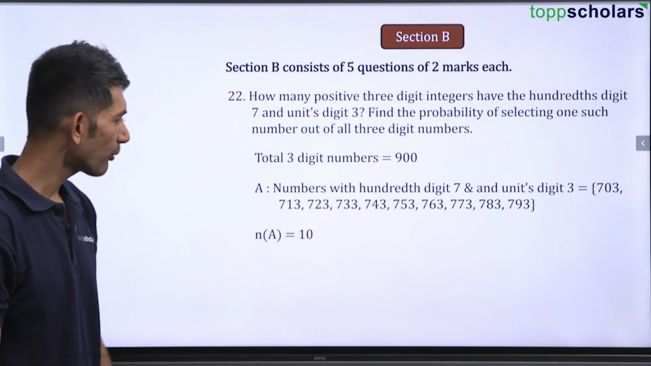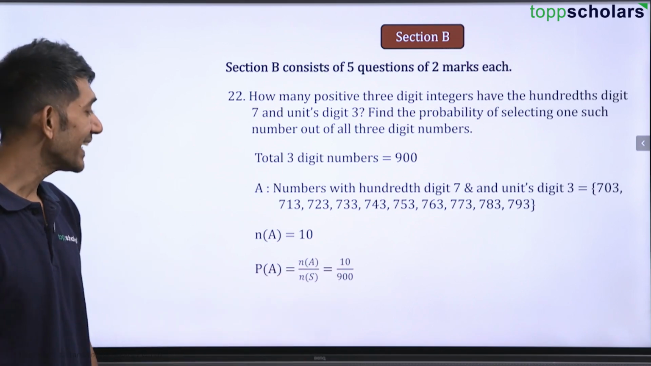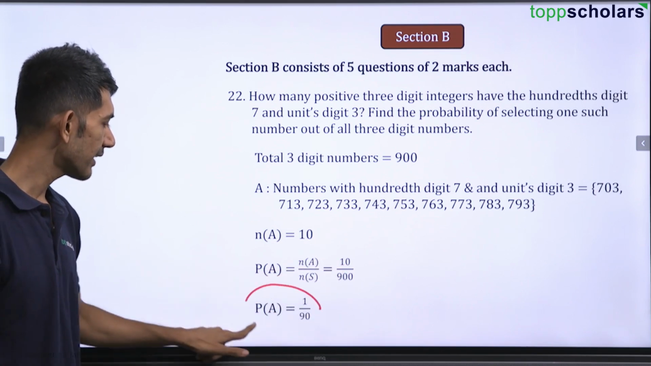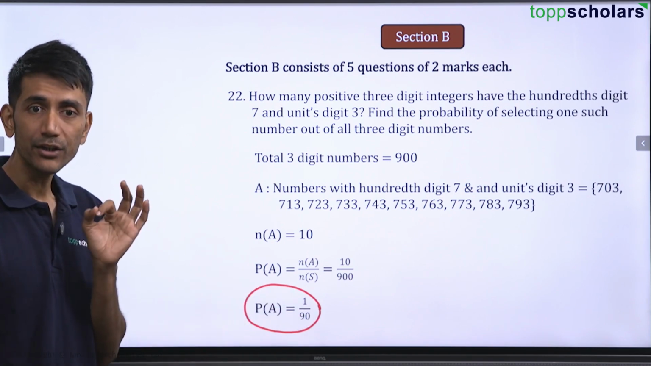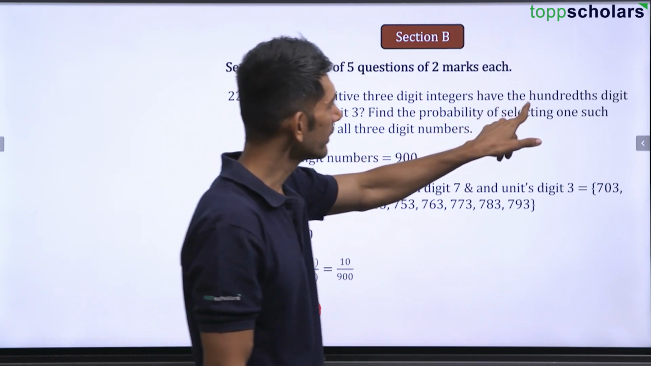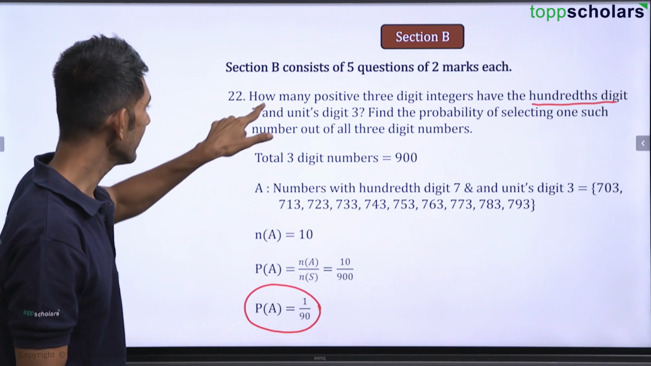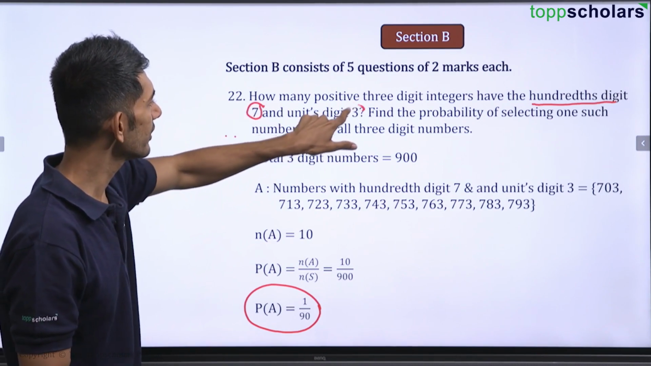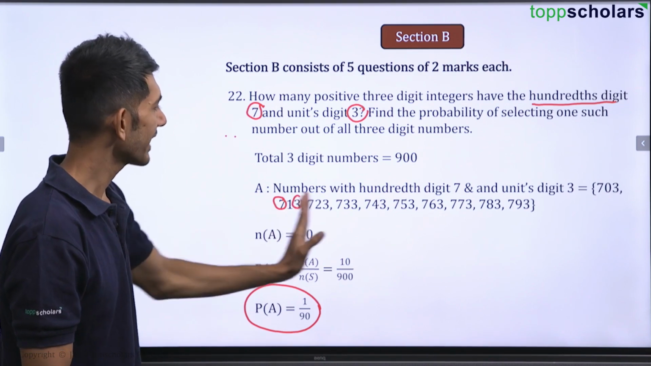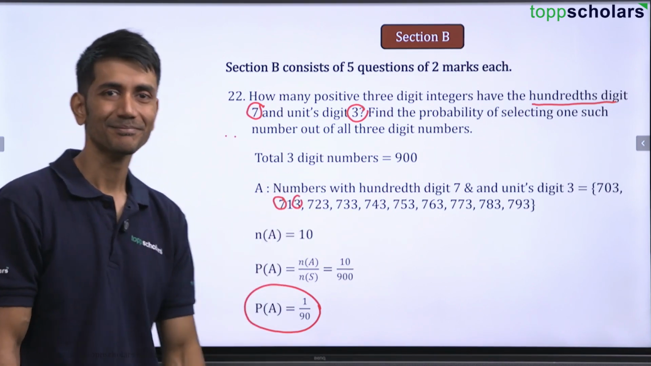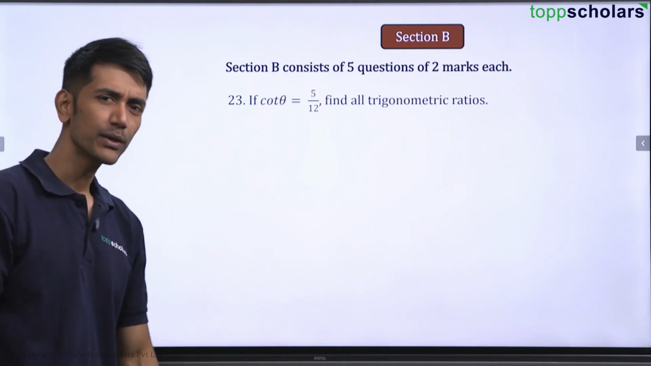That's it. We'll get the probability now. What is the probability? 10 by 900, 1 by 90. This is your final answer. Interesting question, tricky question. What we need to do is read this carefully. Have the 100th digit as 7, unit digit 3, and keep on doing it. That's it. Easy. Perfect. This is a simple question. Come on, you can do it easily.